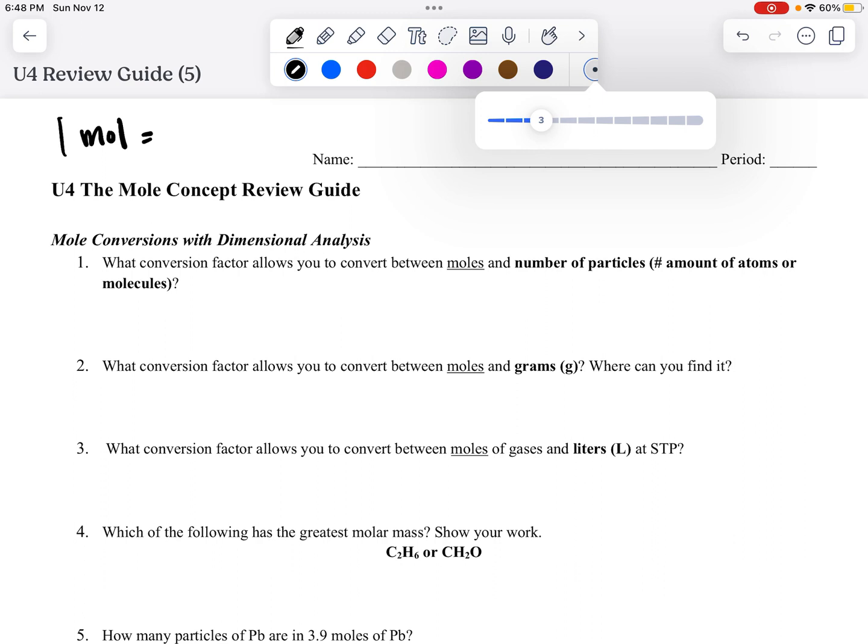So the first one that I'm going to tell you is that 1 mole is equal to how many number of particles, okay? Now, this is the Avogadro's number, by the way, right? That it tells us that it's 1 mole of something, and there's this many number of things, right? Or particles in this case, okay? So that's the first molar conversion that you're going to have to utilize for this test.